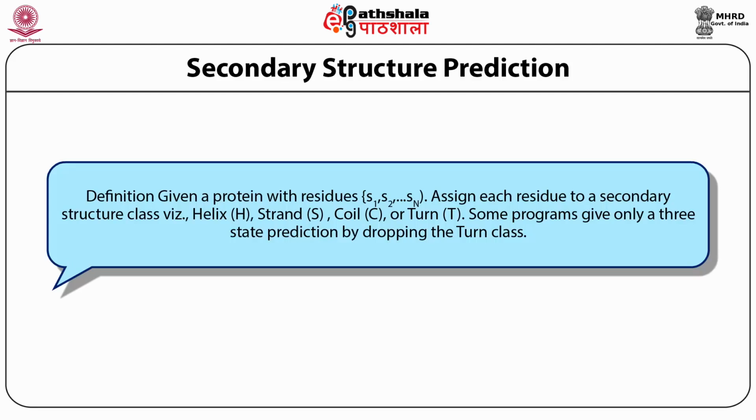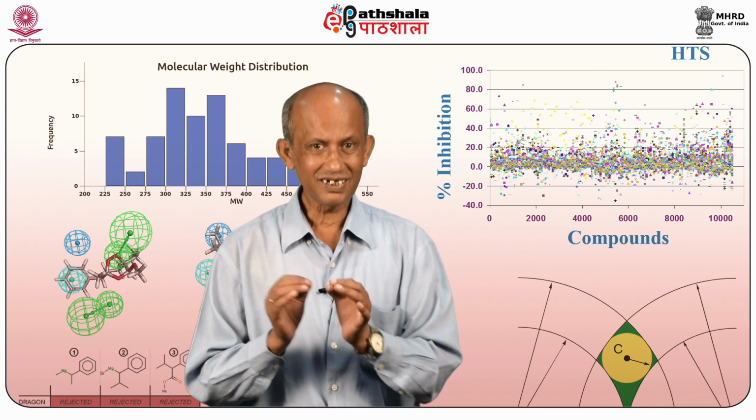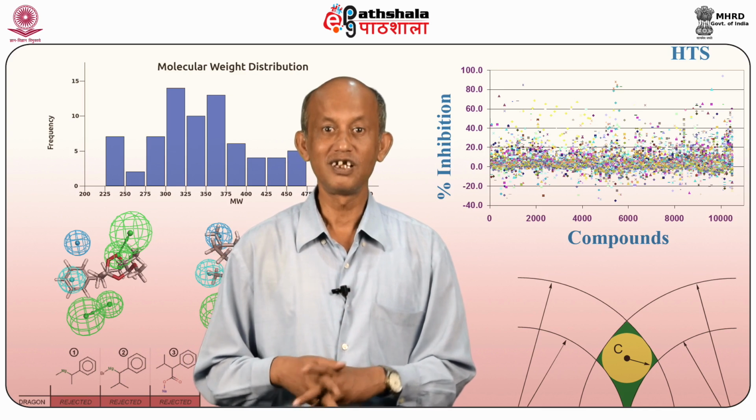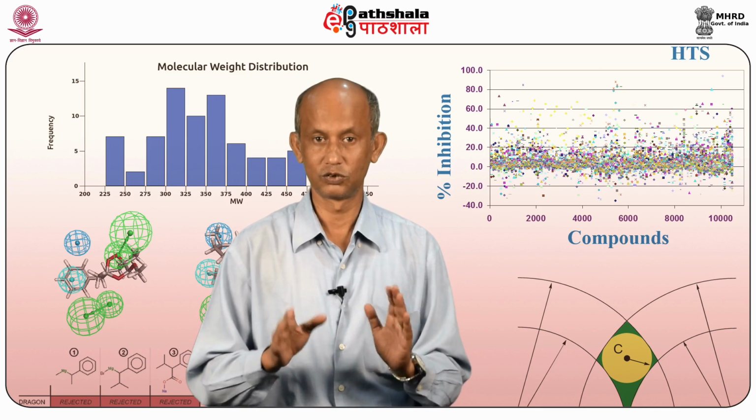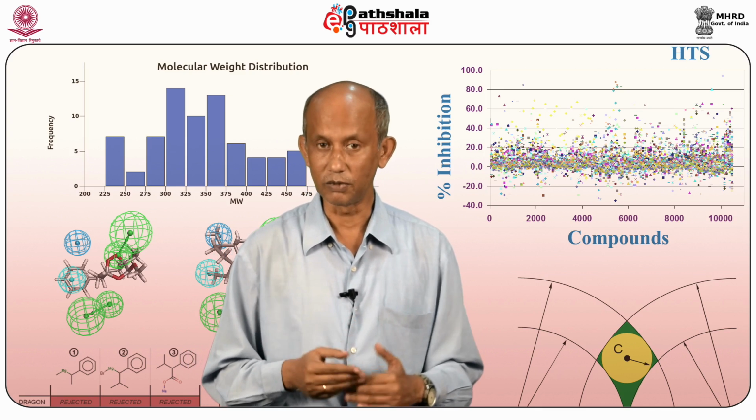Some programs give only a 3-state prediction, that is they omit the turn class, which is considered like coil. So they give you a helix, strand and coil, while some other programs give you a 4-class classification with helix, strand, coil and turn. So what secondary structure prediction does not do, and that is also something one has to be clear about.